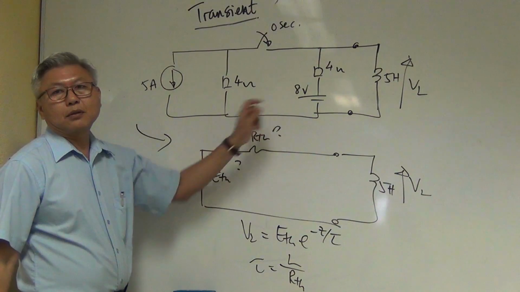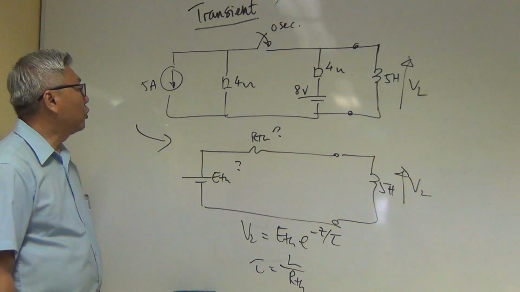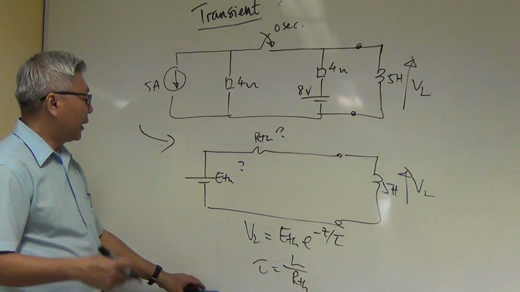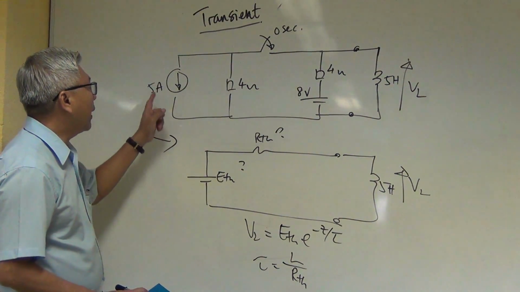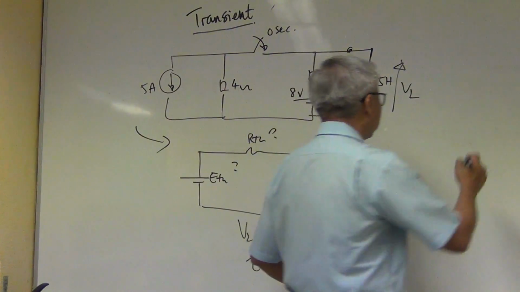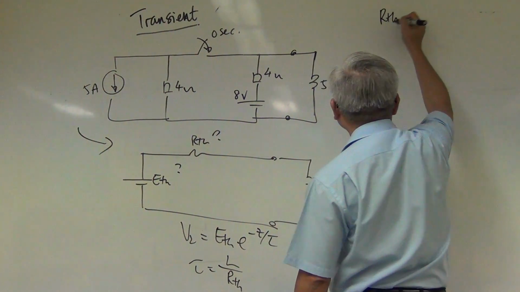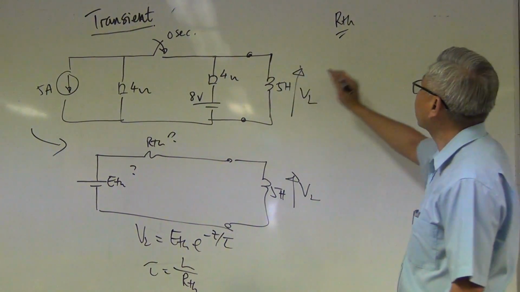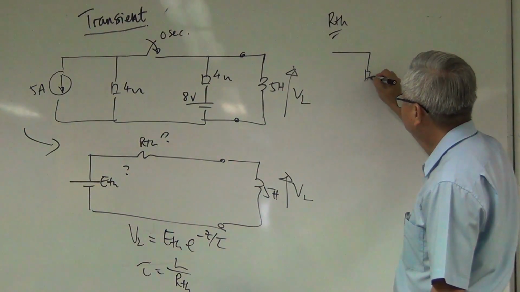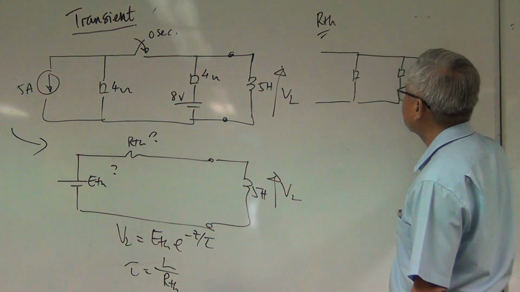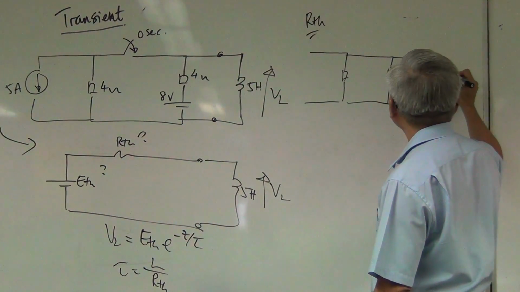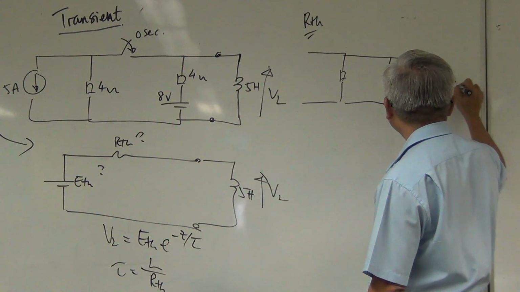Now the focus of this lecture is how to find ETH and RTH when you have different sources, and we are going to use the techniques that I'm going to explain to you. To find RTH, you draw the circuit exactly the same, but you kill all the sources. Then you have this two terminal network here, and there's your RTH.